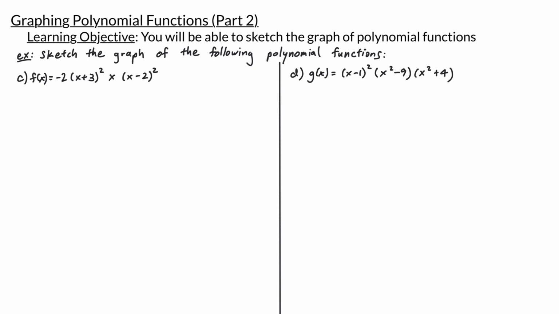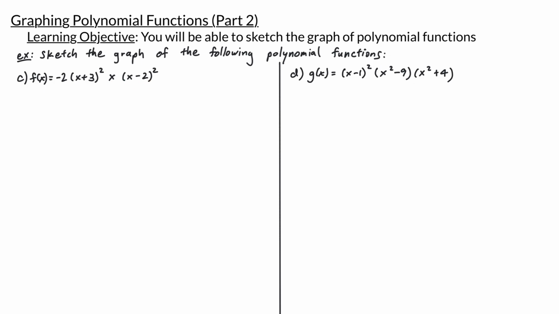In this video, we'll be looking at more examples of graphing polynomial functions. Let's start with example C. We want to sketch the graph of the polynomial function f defined by f of x equals -2 times (x plus 3) squared times (x minus 2) squared.